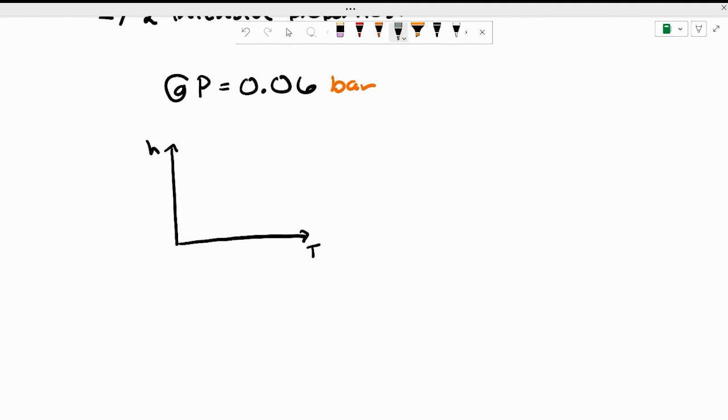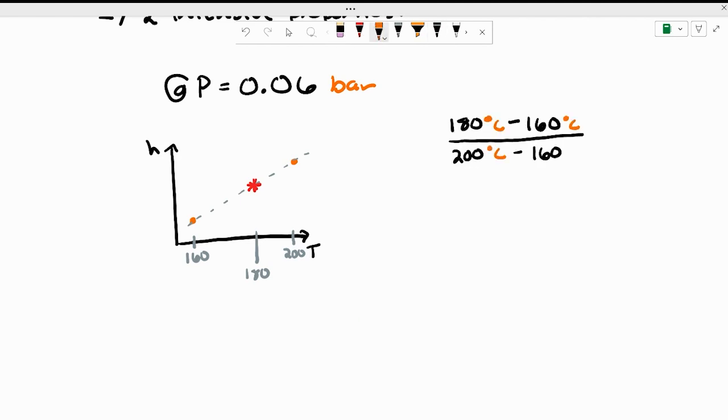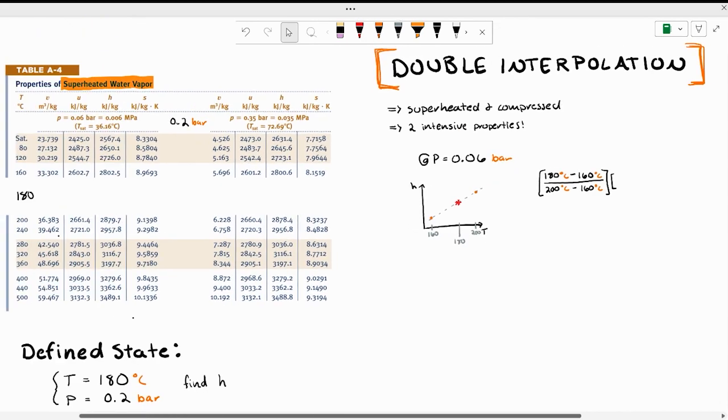If we were to plot temperature and enthalpy at pressure equaling 0.06 bar and estimate our enthalpy with our given temperature, it would look something like this with regular linear interpolation. Hopefully, you're already comfortable with regular linear interpolation. If not, Dr. D has another really great video on it. Anyways, here's what the math would look like.